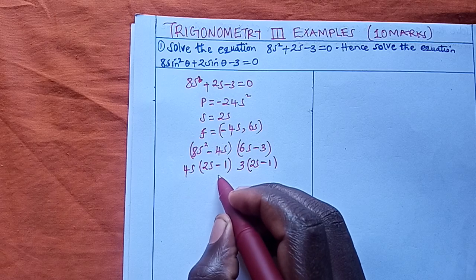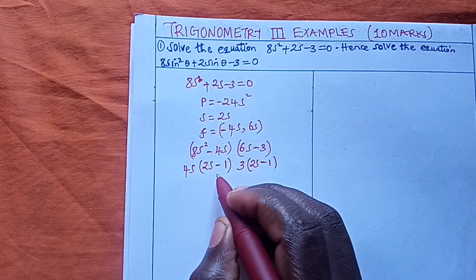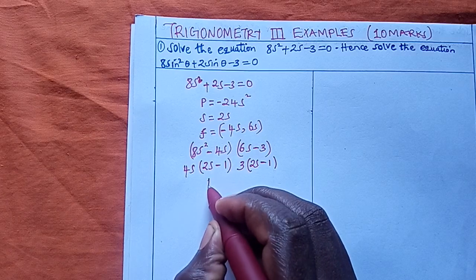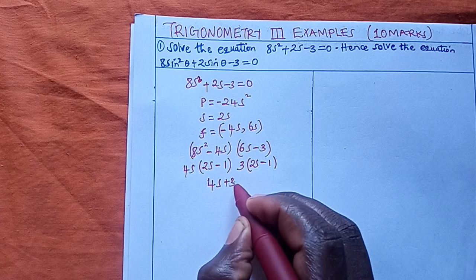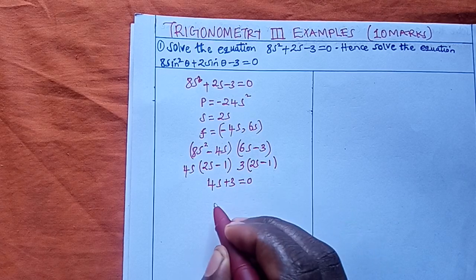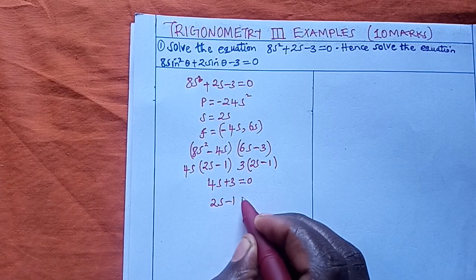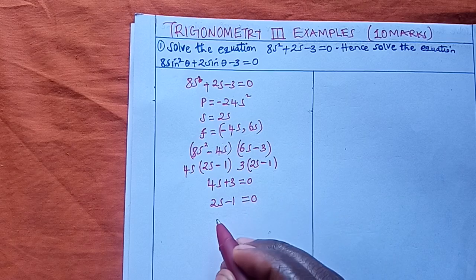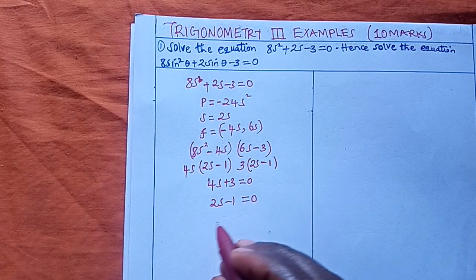We proceed by saying when the two brackets are the same, we just take 1 by saying 4s plus 3 is equals to 0, and then you say that 2s minus 1 is equals to 0. So the aim here is to get the value of s.